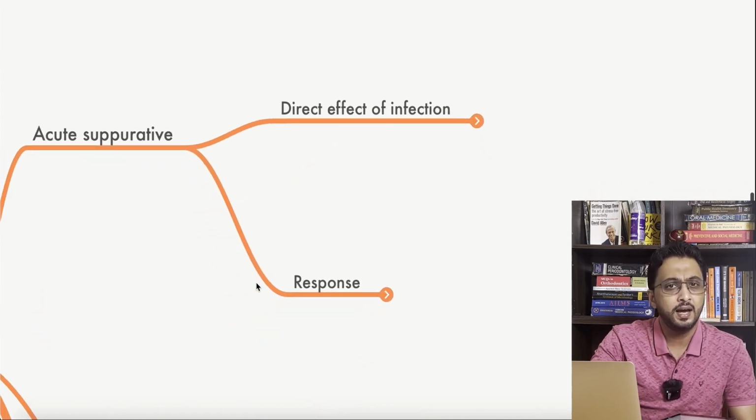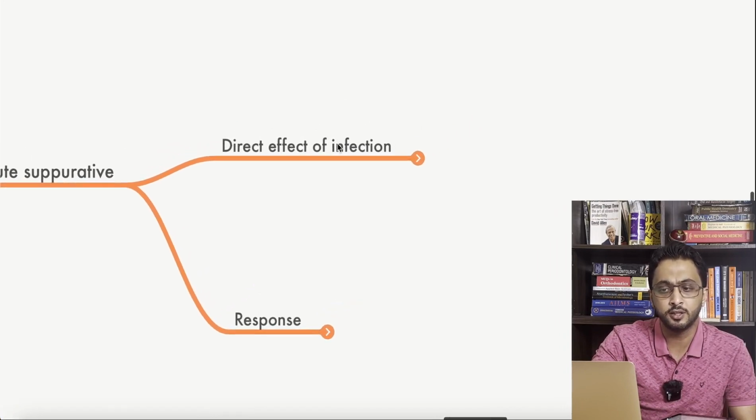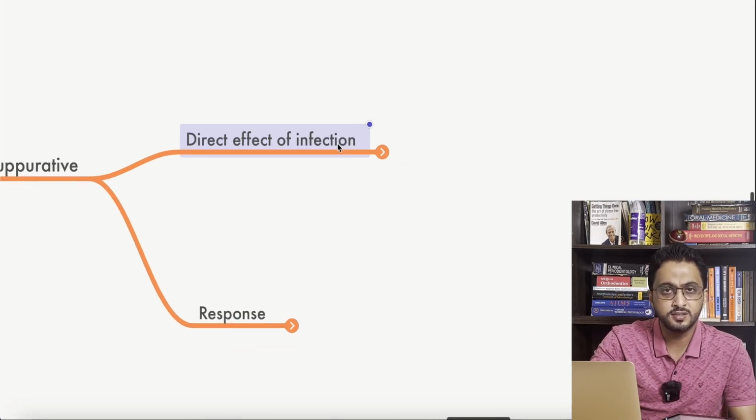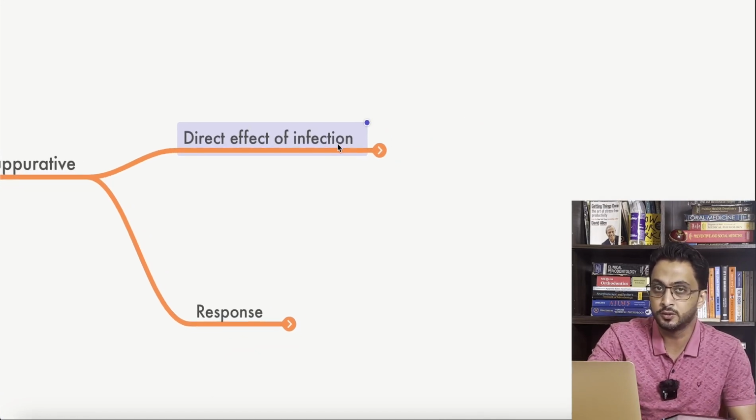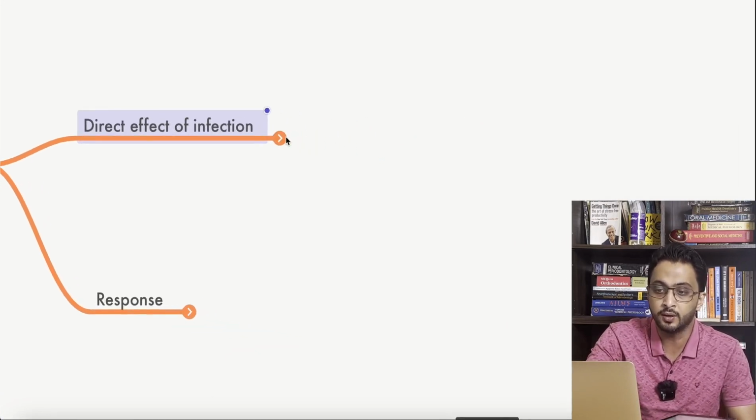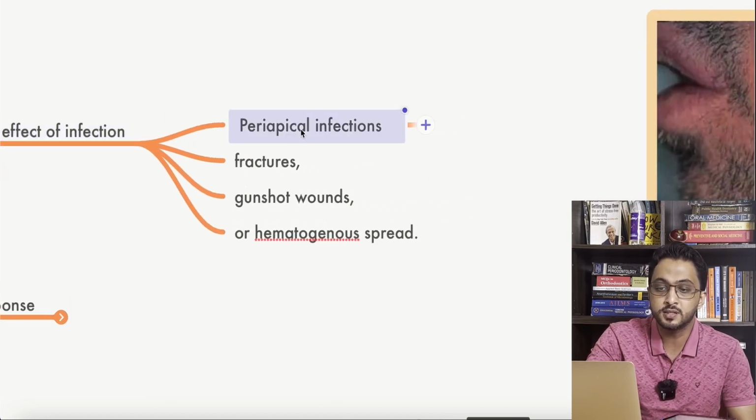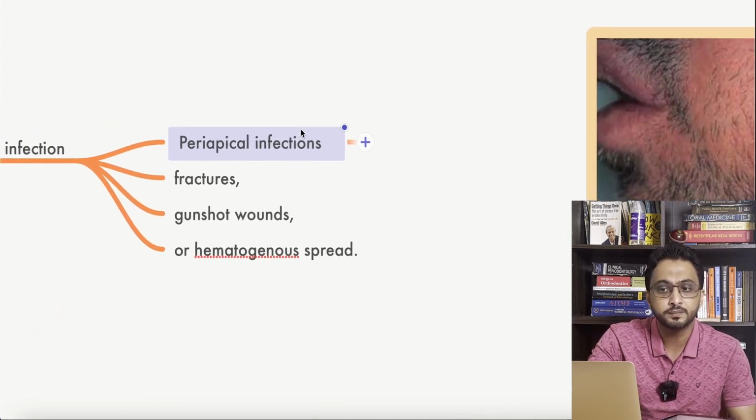Now basically suppurative has to be a direct effect of infection. The body is being destroyed due to infection. Okay, now it's destruction basically. When it comes to sclerosis, it's not destruction. I'll come to that. Okay, now basically what happens is there is a periapical infection. Okay, there is caries, there is periapical infection, or it can be fracture.